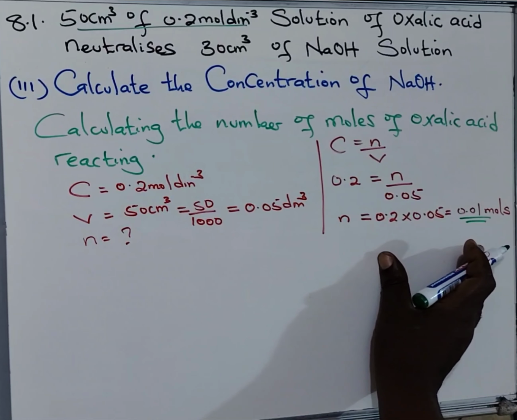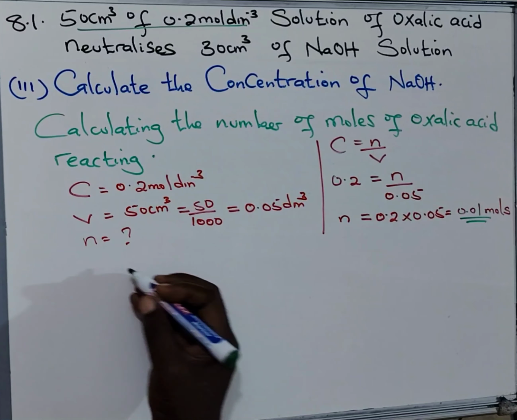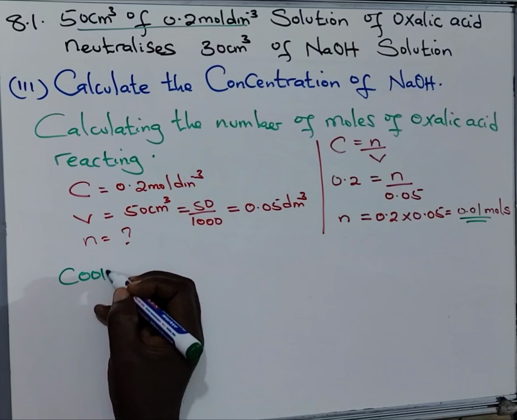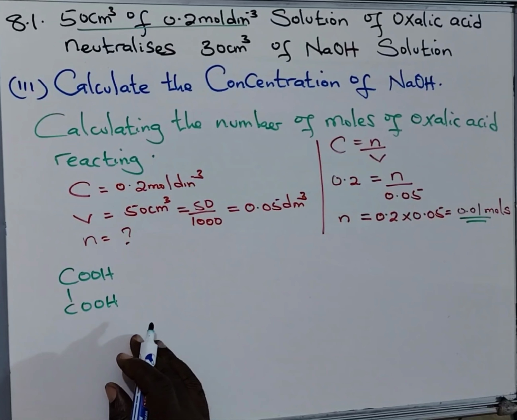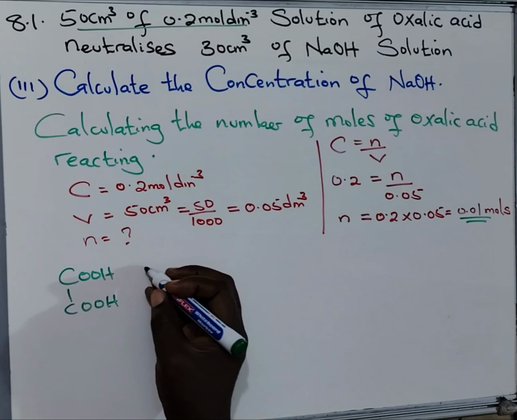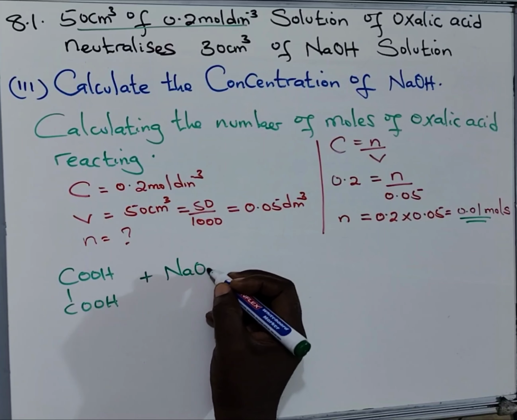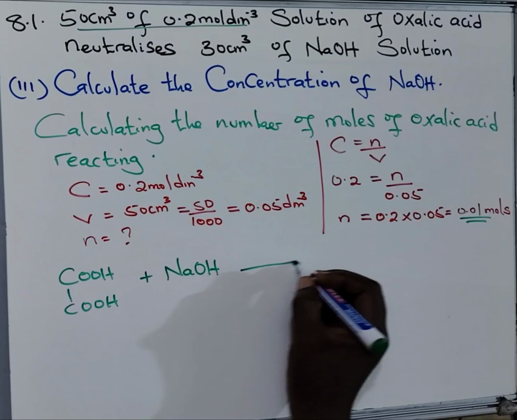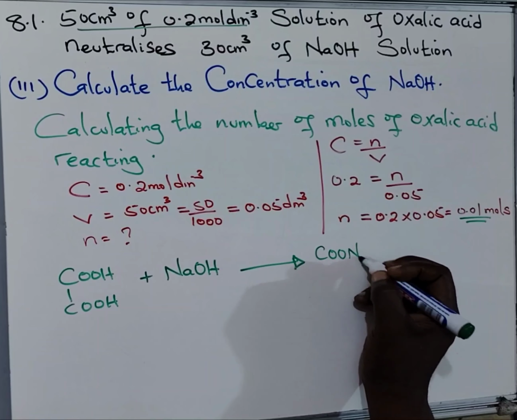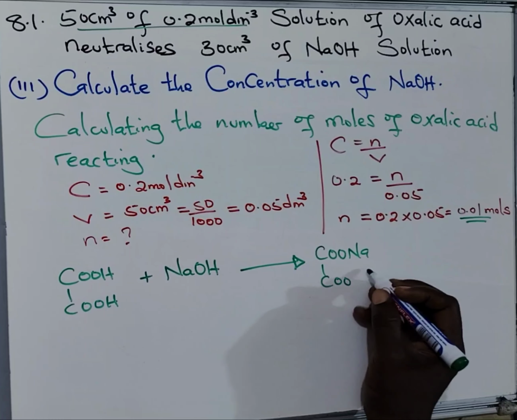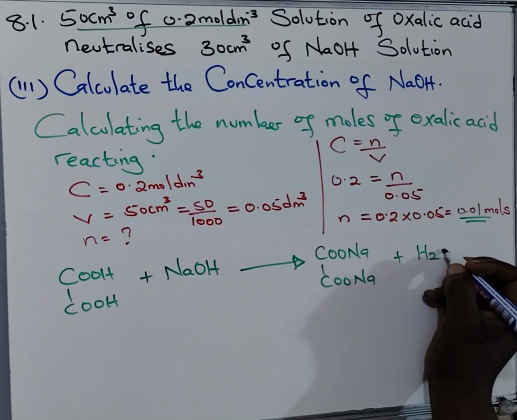After getting them, what do you do with them? You have the equation. The equation is oxalic acid, which is this one. To make proper sense of this, I normally use the structure of oxalic acid. So this is the structure, and we're adding sodium hydroxide. What do we get from the equation? We get sodium oxalate plus water. Those are the two products we have.